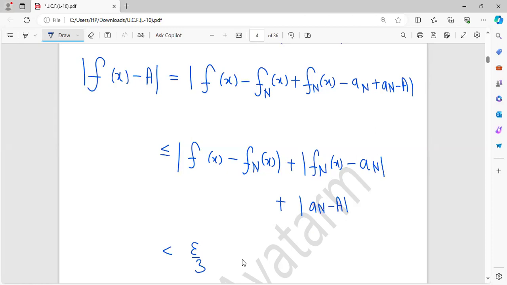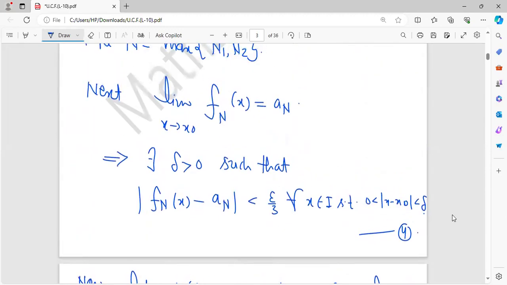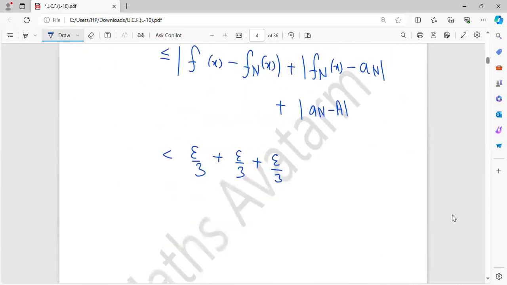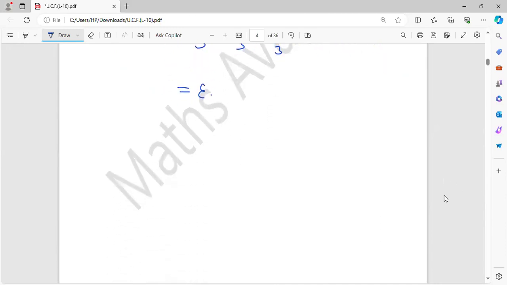And what about this? This is also epsilon by 3 by equation number 3. And what about this? This is equation number 4. By equation number 4, we have epsilon by 3. And this is by equation number 3, epsilon by 3. So what do we have? This is equal to epsilon.